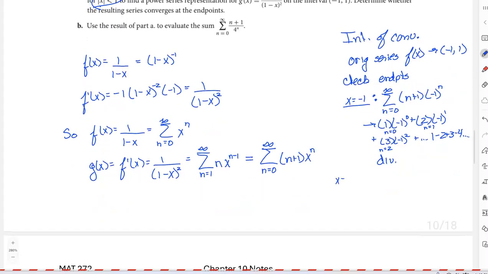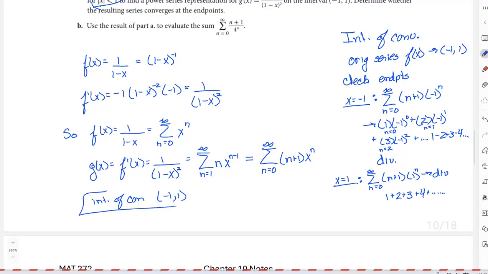Now let's check the other endpoint. X equals 1. So when I plug 1 into that derivative, so I've got n plus 1 times 1 to the n, that thing is going to diverge also. So I'm going to have 1 plus 2 plus 3 plus 4, and that sum's just going to get larger and larger and larger. So that interval of convergence for the derivative would just be from negative 1 to 1. We would not need to include any endpoint.